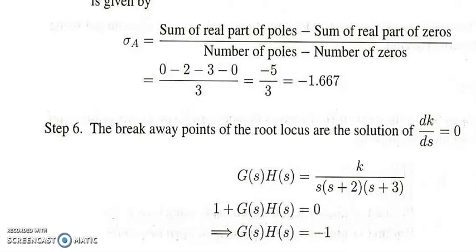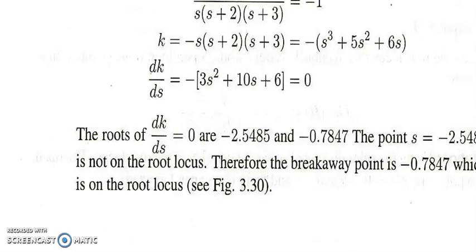to 0. So G(s)H(s) is equal to k upon s into (s plus 2) into (s plus 3). 1 plus G(s)H(s) is equal to 0, so G(s)H(s) is equal to minus 1. Which means that k upon s(s plus 2)(s plus 3) is equal to minus 1, or k is equal to minus s(s plus 2)(s plus 3), which is minus of (s cube plus 5s square plus 6s).